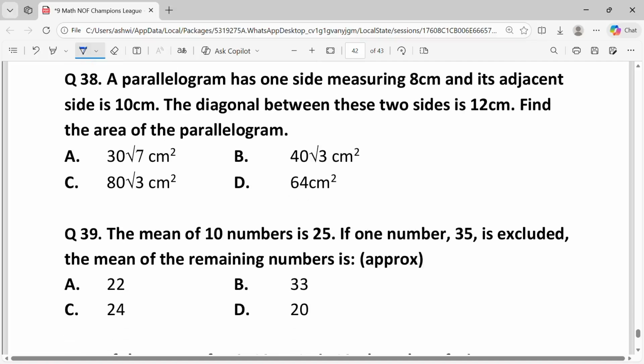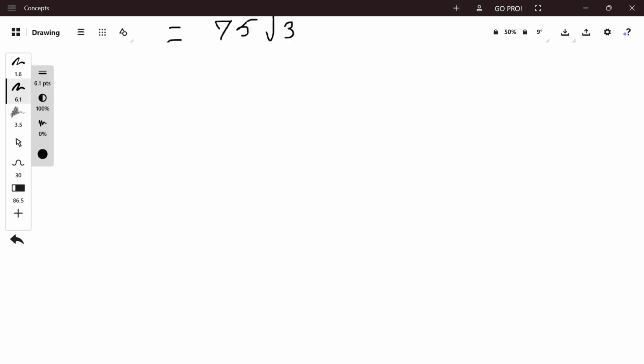Question 38. A parallelogram has one side measuring 8 centimeter and its adjacent side is 10 centimeter. The diagonal between these two sides is 12 centimeter. Find the area of the parallelogram. The diagonal divides the parallelogram into two identical triangles. The sides of one such triangle are A as 8, B as 10, and the third side, diagonal C, as 12.